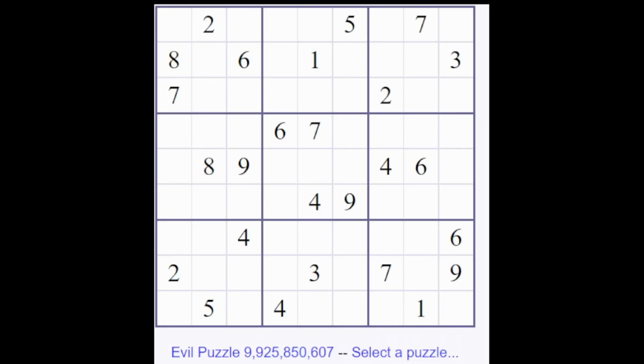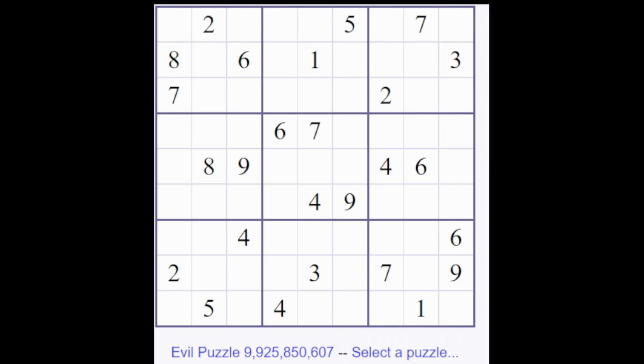Hello, welcome Sudoku fans to an evil level websudoku.com puzzle. You can see the identifier down here if you want to access it and give it a go. I've not looked at this puzzle before and I'm interested to see how it's going and whether I will need to resort to pencil marks or not to solve it.